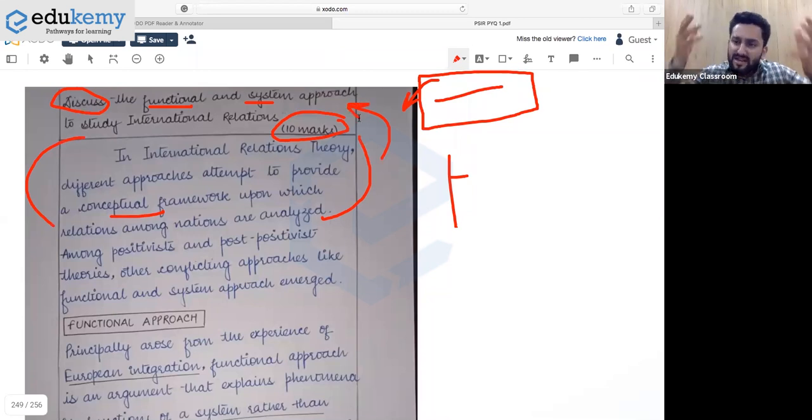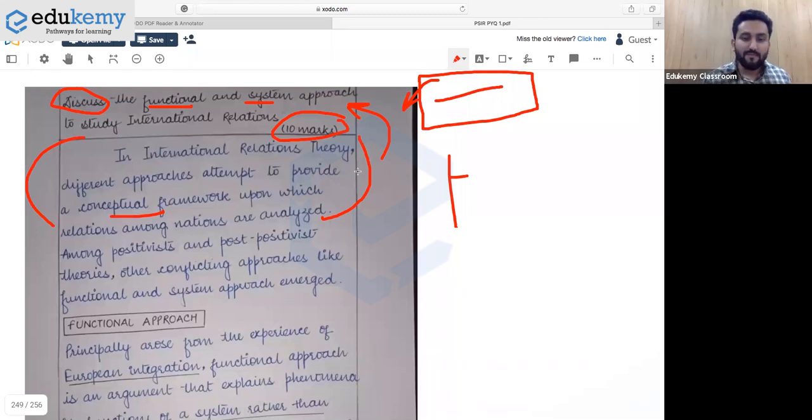It clearly tells you why you need an approach. We need different approaches because it is an attempt to provide a conceptual framework upon which relations among nations can be analyzed. This is the structure, and on this basis, we can analyze the international relations between different nations. So this is the answer of why actually we need approaches in international relations.